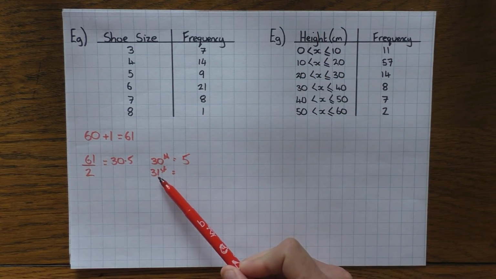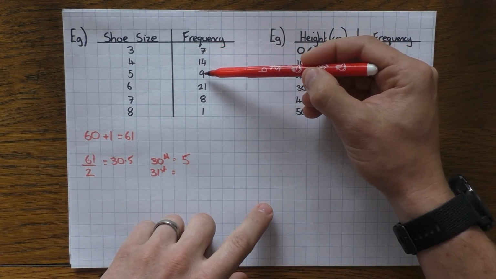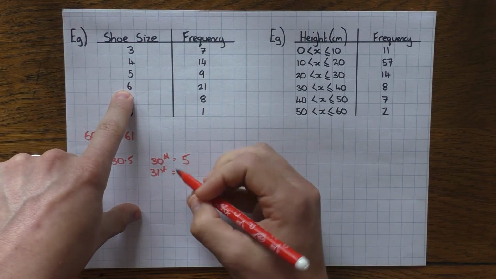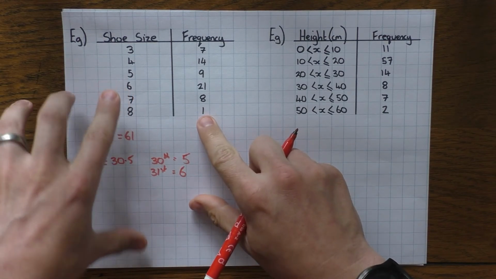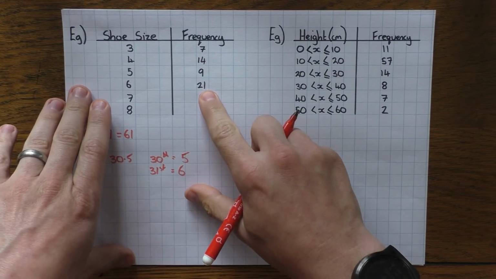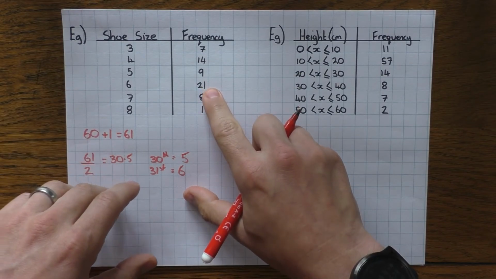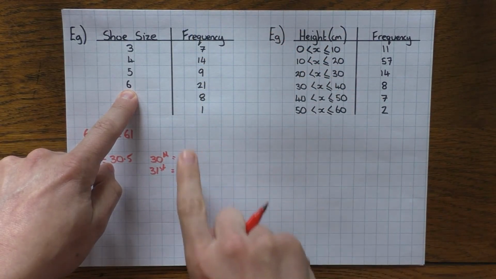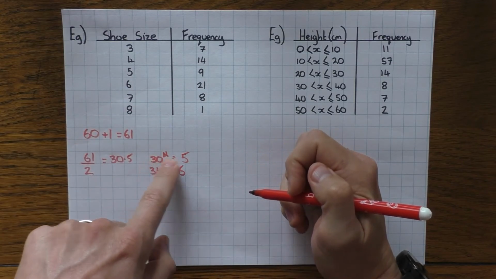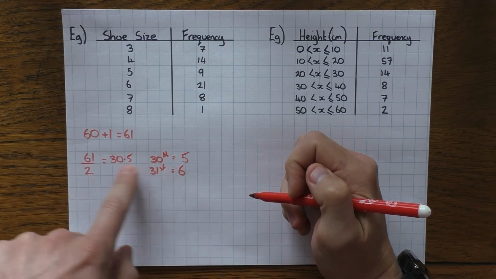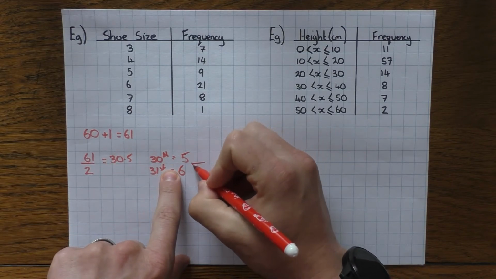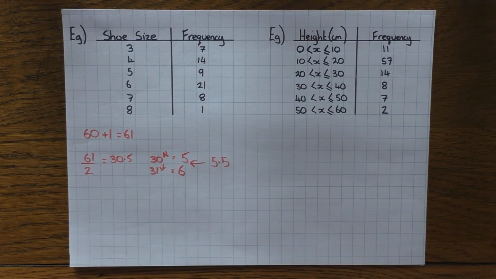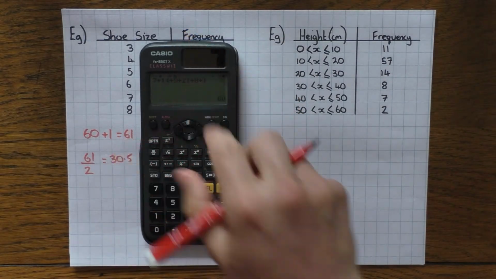I then need the 31st value. So again, if 7 add 14 add 9 is 30, the 31st value must be in here, which is a 6. And again, you could come from this direction. 1 add 8 is 9, and then 21, so that's 30. So that tells us going 30, 60 down 30 is going to give us the 31st value, which is 6. I prefer working up, but you could technically go that way. So if the 30th value is 5 and the 31st value is 6, and the median is in between the two of them, the median in this case must be 5.5.